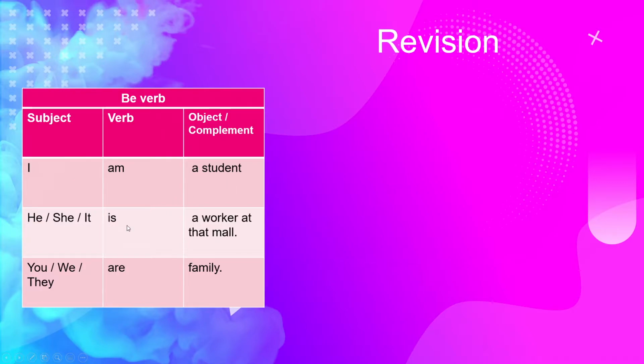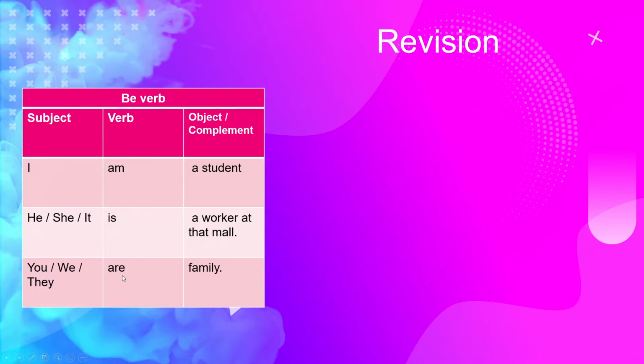For is, it has to be used for a singular subject. So you have to use is with he, she or it, ataupun by using the name. For example, Amir is a worker at that mall. Okay, either he, she or it, the pronouns or the name of the person.